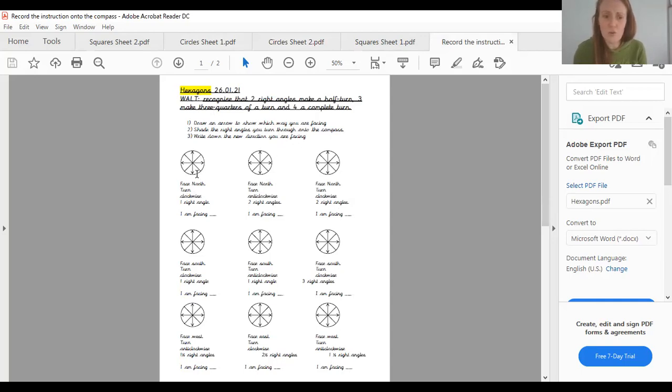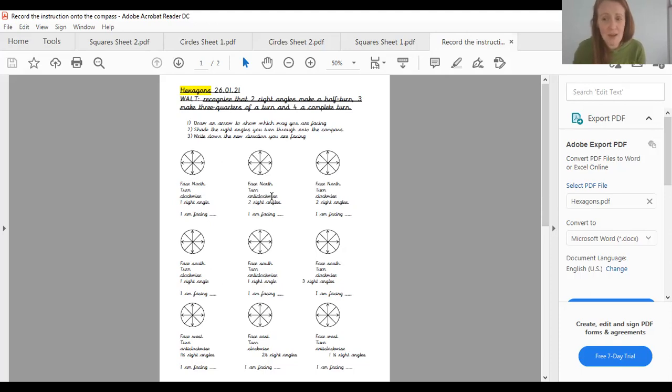So you may want to put on here north, south, east and west so you remember, and write down which way you're facing. So you're following the instructions, colour in how much you've turned and write down your new direction. If it were me, I would put NESW on here as a help for you. So that is the hexagons work.